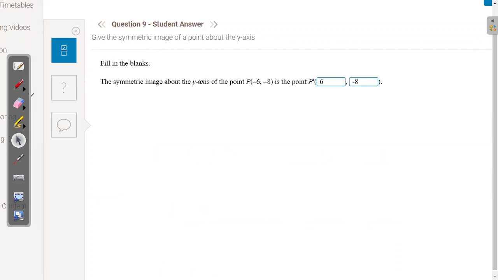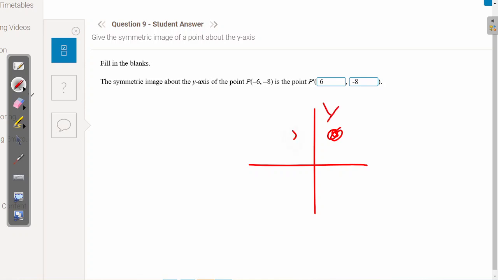Symmetric about the y-axis, you change the x. If you have a graph like this and the point is right here, and you want symmetric about the y-axis, this is the y, so it should be like this. They have the same y but different x, so you change the x. Negative 6, 8: you only change the negative, so it becomes positive 6, 8.